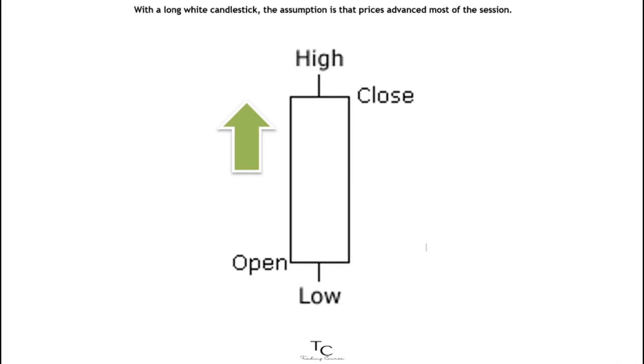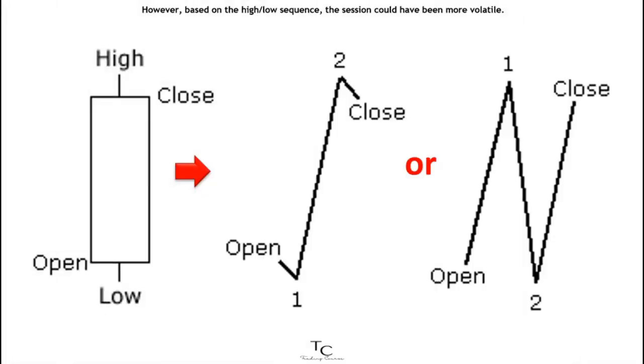With a long white candlestick, the assumption is that prices advanced most of the session. However, based on the high-low sequence, the session could have been more volatile. The example on the screen depicts two possible high-low sequences that would form the same candlestick.